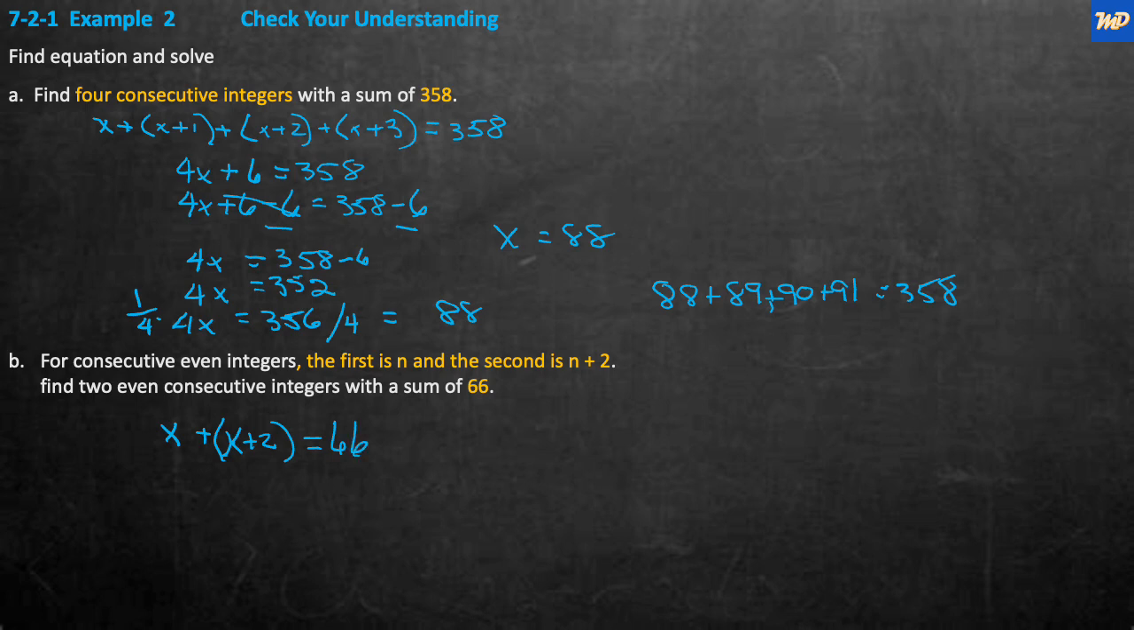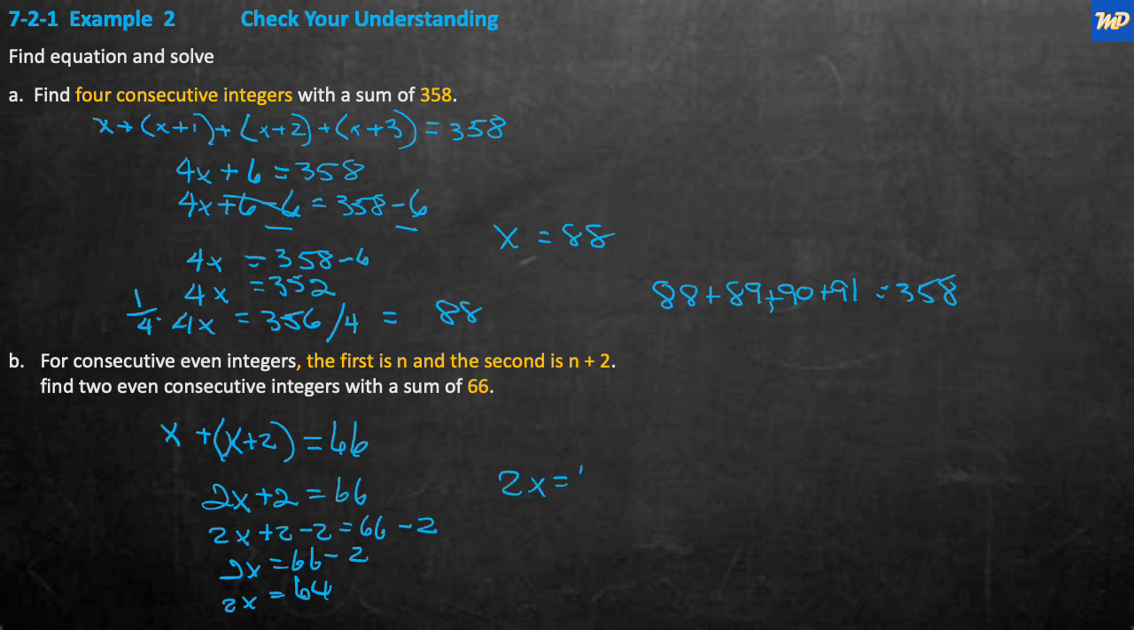So we combine the like terms. We have 2x plus 2 equals 66. And now we're going to undo the math, which is adding 2. We're going to have to subtract 2. 2x plus 2 minus 2 equals 66 minus 2. We have to subtract the 2 from both sides. We end up with 2x equals 66 minus 2. 2x equals 64.